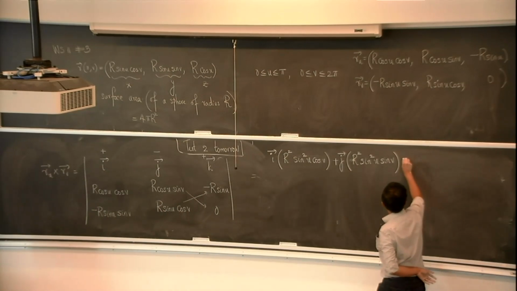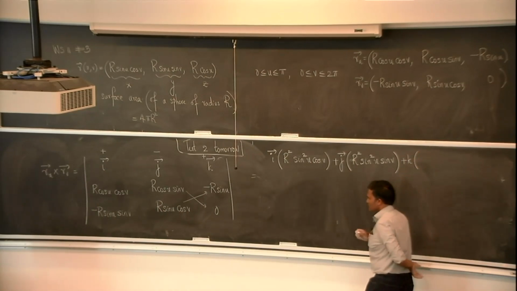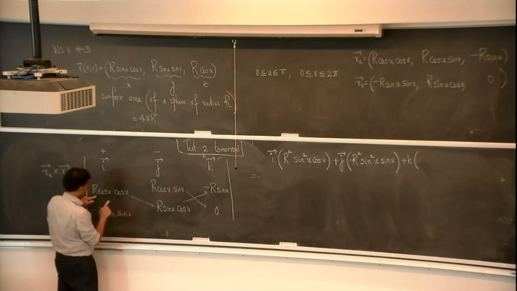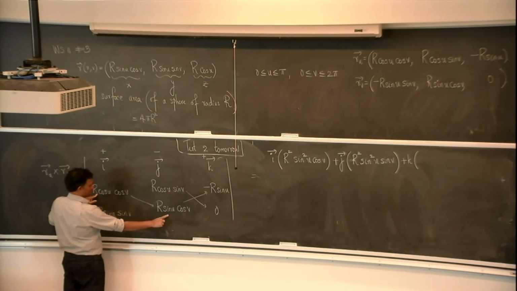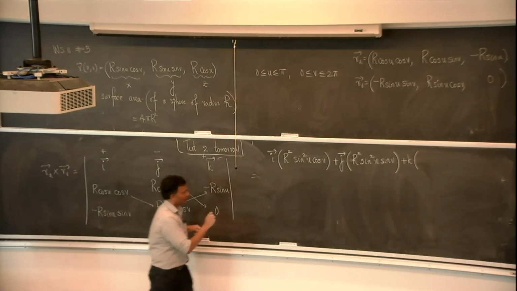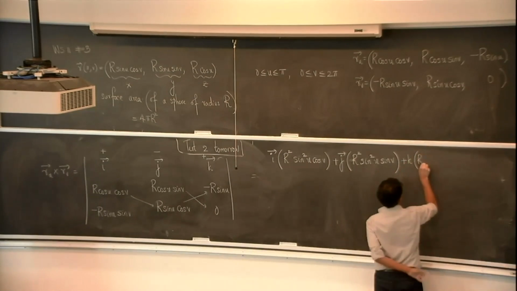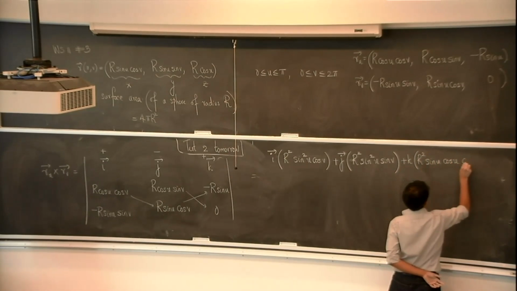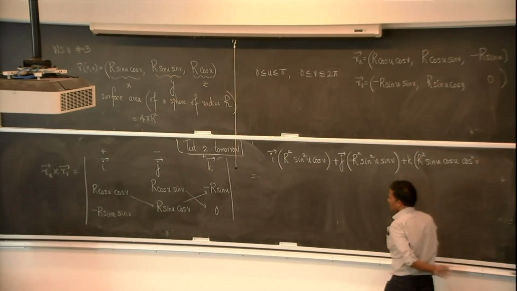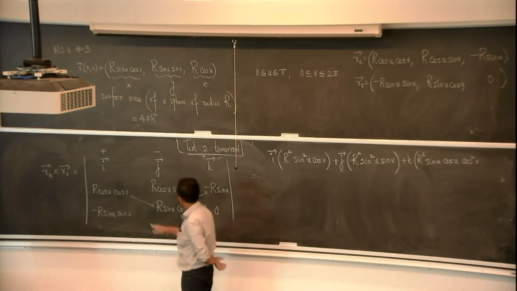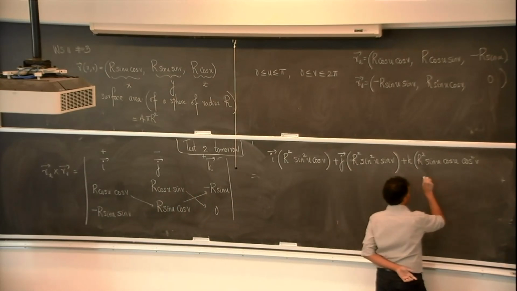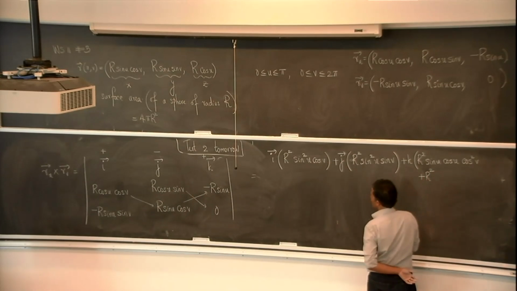Plus k times. Now comes a slightly insane term, which actually when you simplify it, won't be too bad. That's going to be r square sine u cosine u cosine square v minus negative, that's going to be positive. That positive is critical. Okay. Plus r square sine u cosine u sine square v.